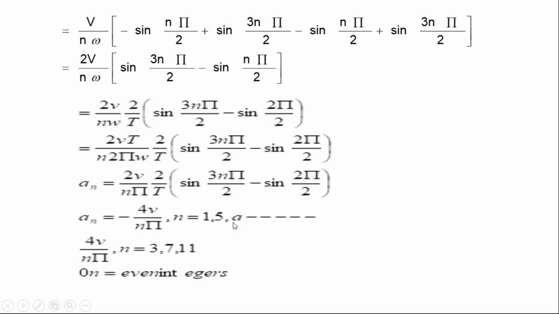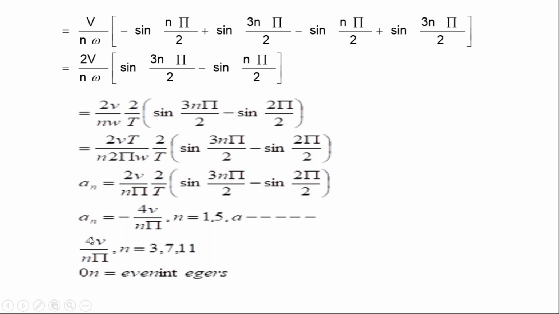You will get n equal to 1, 5, 9. This is not a 'a', it is 9, because of cropping it becomes like this. It is 1, 5, 9, and so on like that. And it is 4V by n pi when n equal to 3, 7, 11, 15, and so on. And it is 0 for all even integers, like 2, 4, 6, 8.